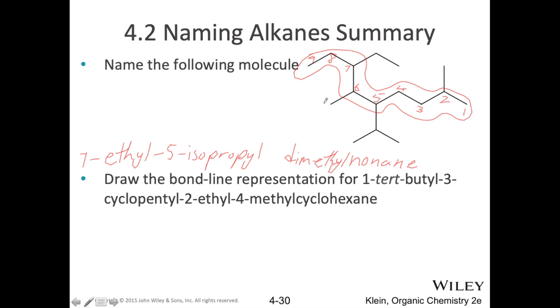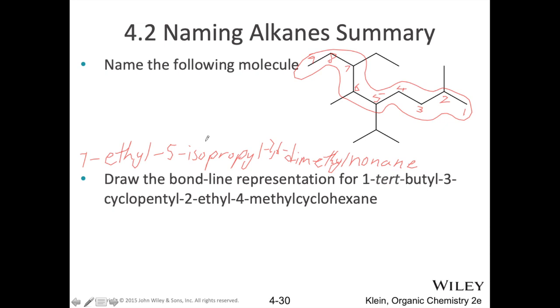And now we have dimethyl. Okay, there are 2 methyl groups. There's one on the number 2 carbon and one on the number 6 carbon. So this would be 2,6. And again, notice we have hyphens on either side of that. So 7-ethyl-5-isopropyl-2,6-dimethylnonane.